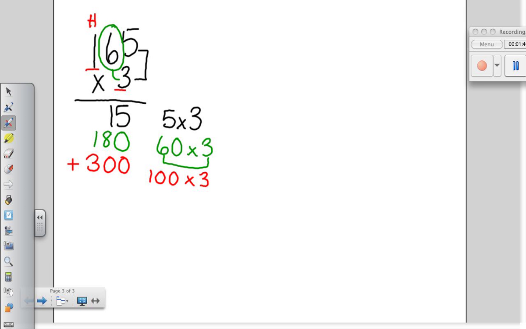So then our job is to put the number back together, because what we did is broke this number apart. So now we're going to put it back together. So when we add this up, we have 300 and 100 is 400, 80, 90, 5, and 5 and nothing is 5. So 165 times 3, 495.